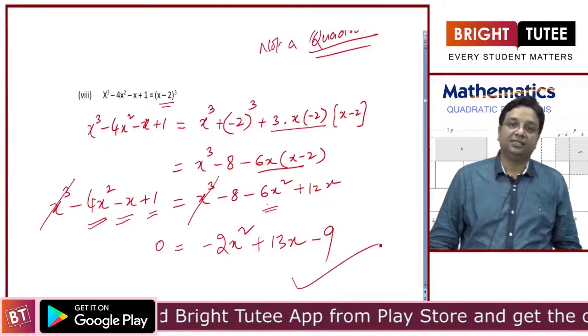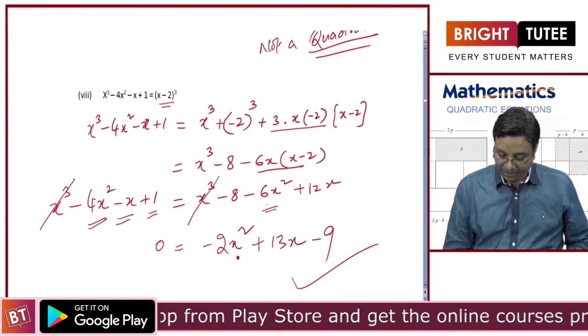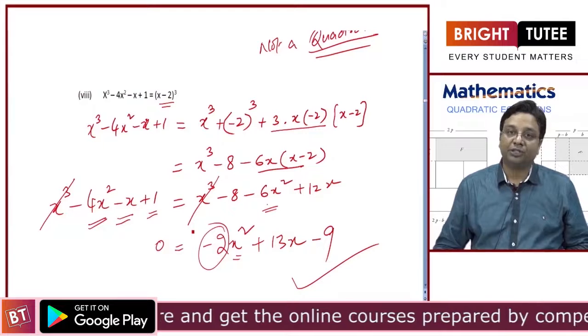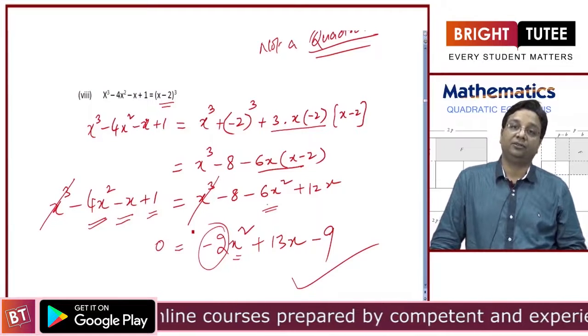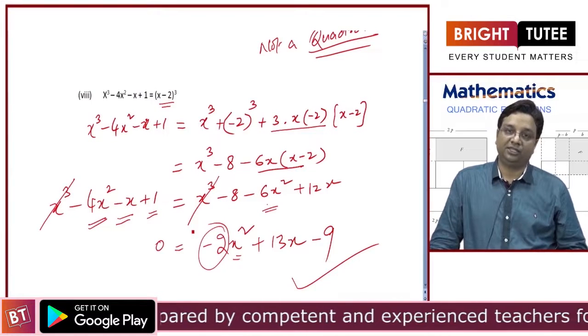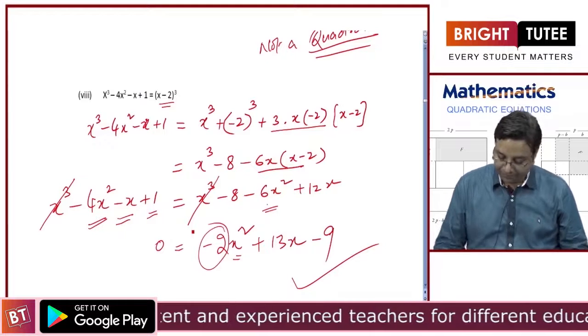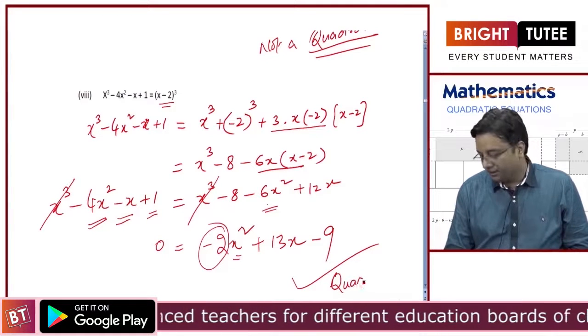So yes, this is a quadratic equation. x squared can have any coefficient. It can have a positive coefficient or a negative coefficient. It cannot have 0 as its coefficient, right? So this is a quadratic.